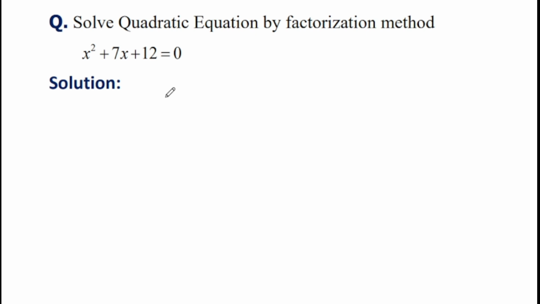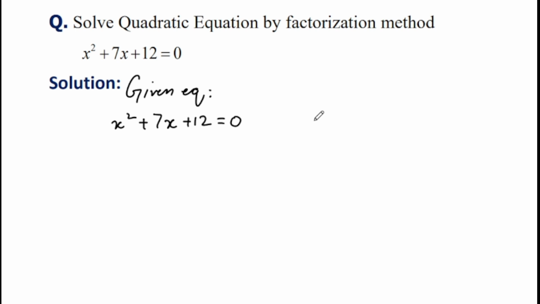So in this video, I will tell you how to solve quadratic equation by factorization method. So in this question, the quadratic equation is x square plus 7x plus 12 equals to 0. Now, given equation is x square plus 7x plus 12 equals to 0.